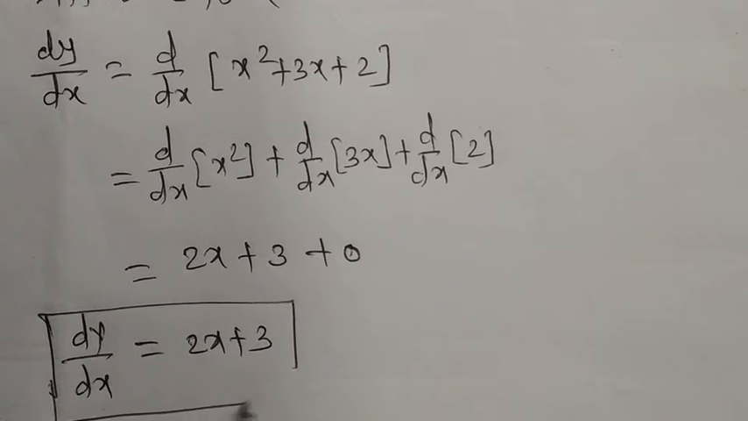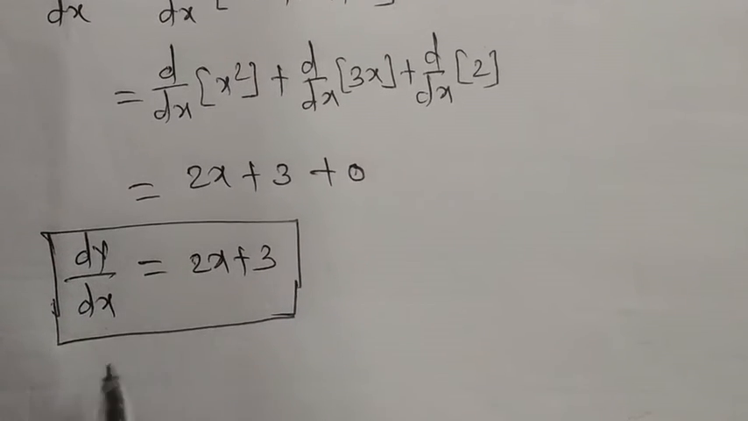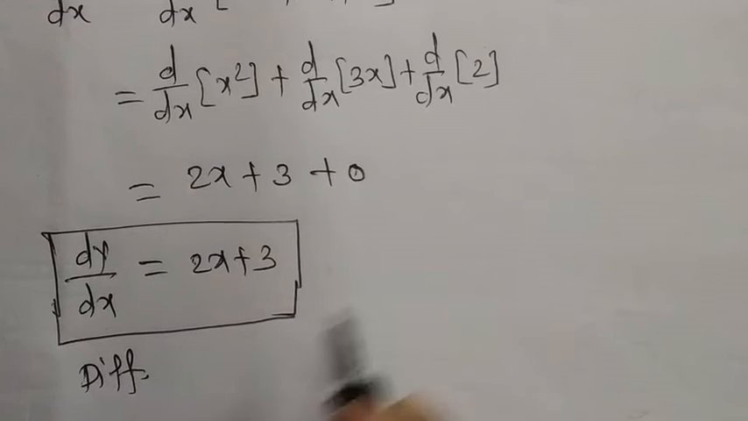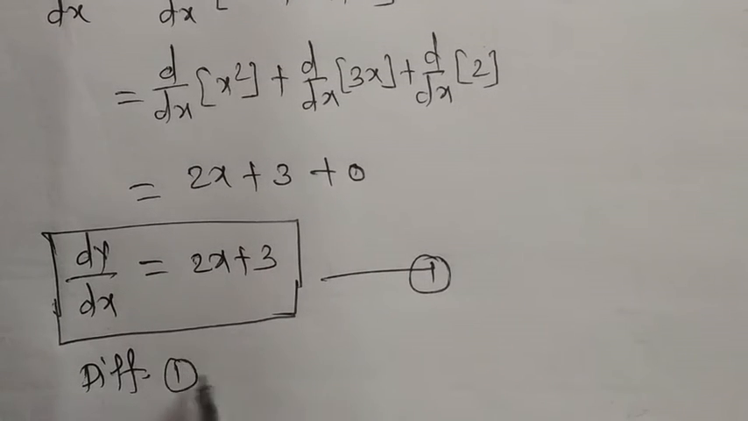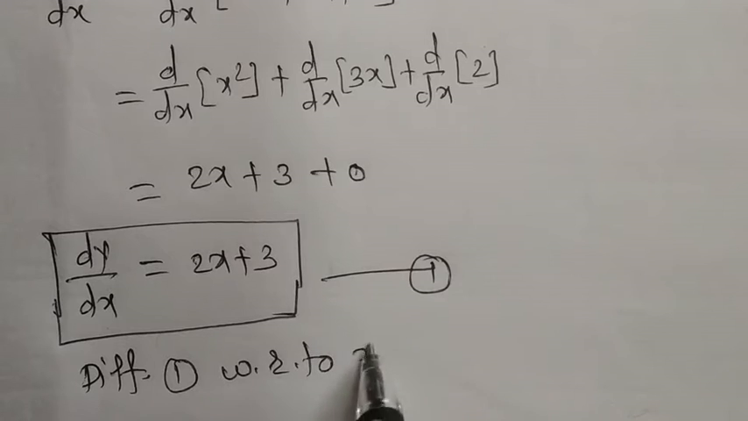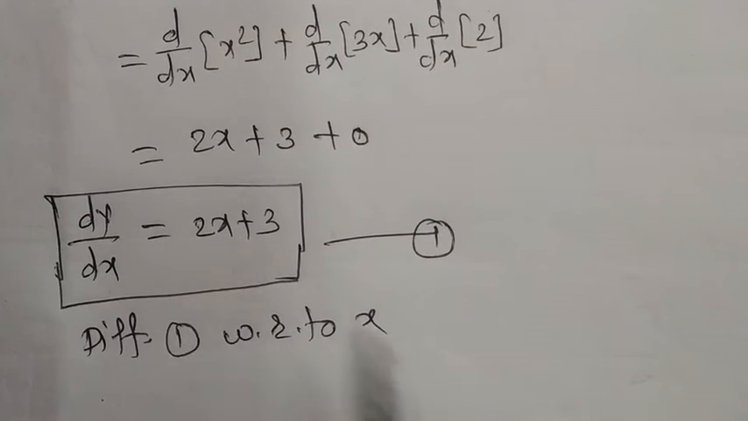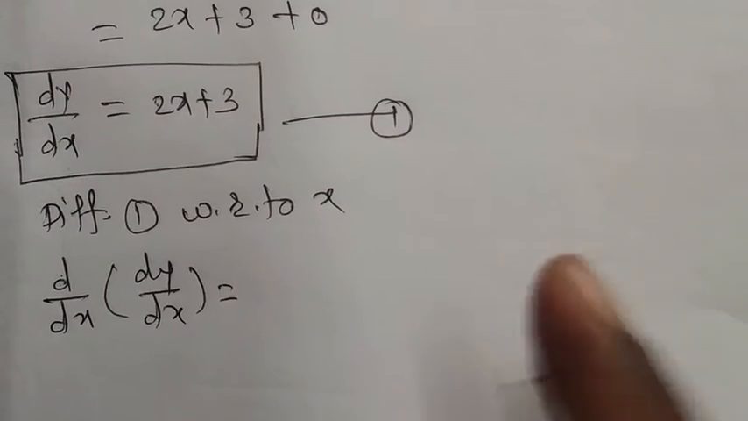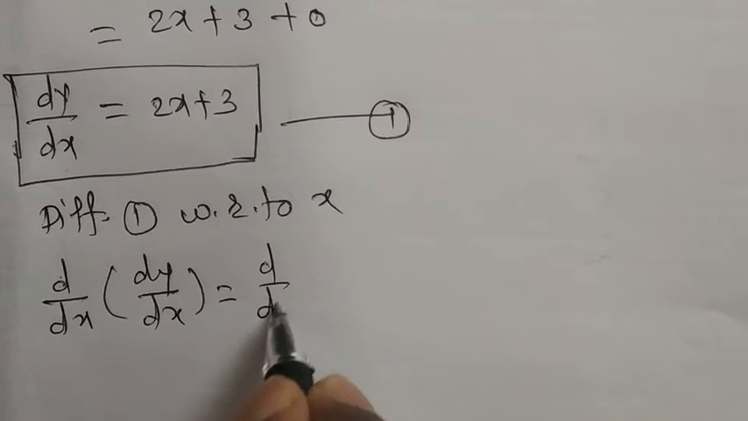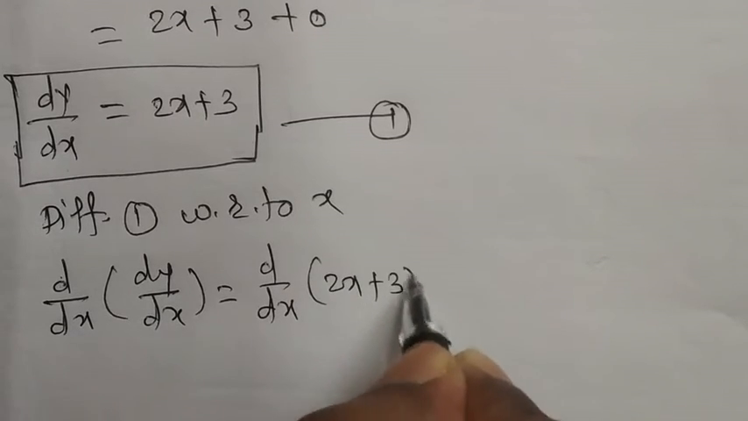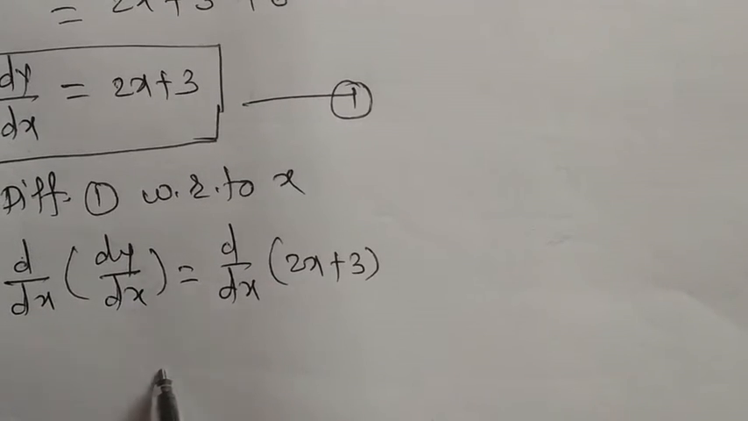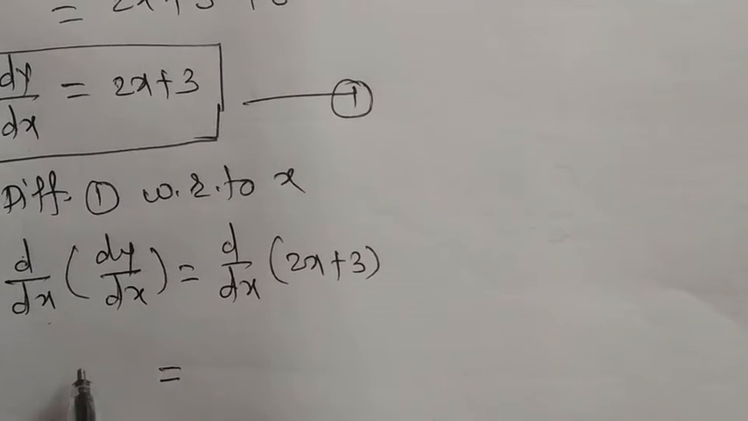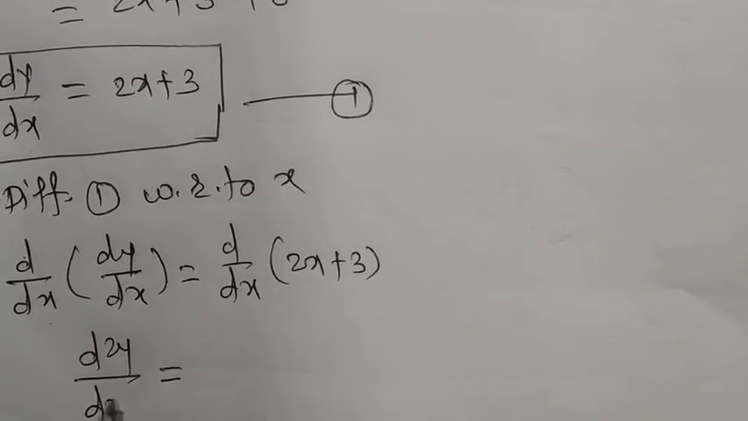But we want to find the second order derivative. So again differentiate, suppose this is 1. Differentiate 1 with respect to x, because it is in terms of x. Then d dx of dy by dx is equal to d dx of 2x plus 3. Again, d dx of dy by dx we say is d2y by dx square.